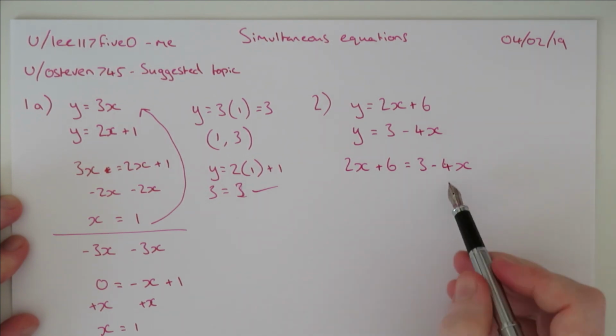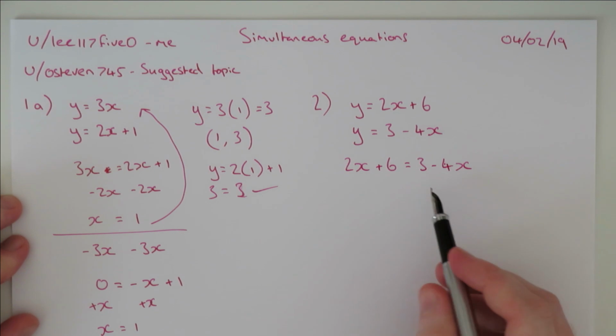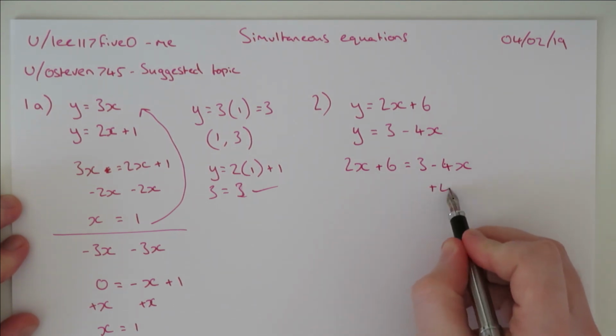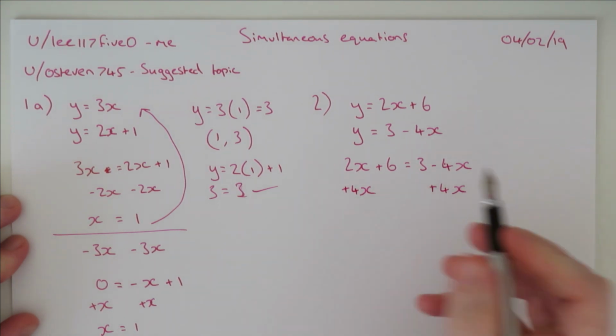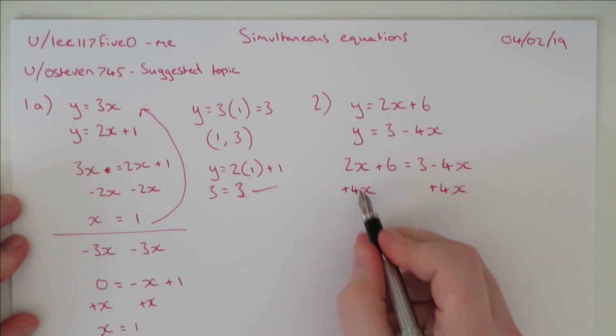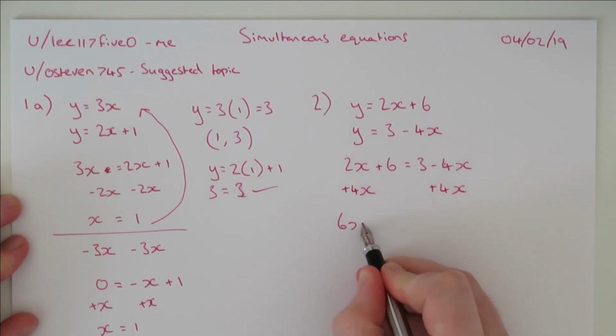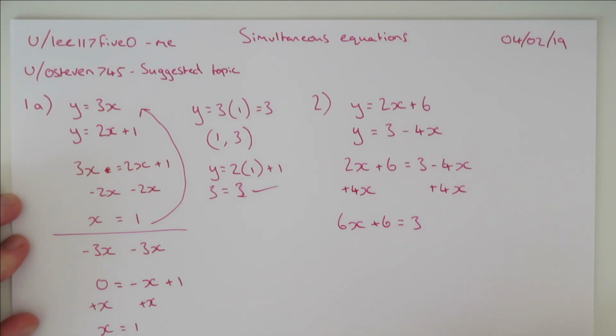Same thing, I always deal with x first. This side here is positive x, this side is negative, so it makes sense to add 4x to both sides so that the x's stay positive. So in this case, 2x plus 4x is 6x plus 6, and then the right hand side will just be equal to 3. And then we want to get the x term on its own, so to do that we need to subtract 6.